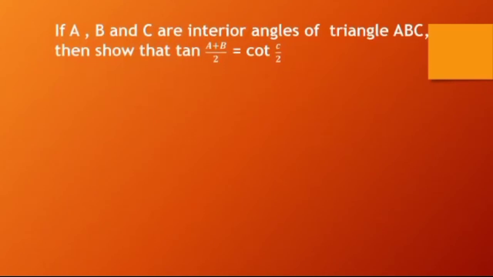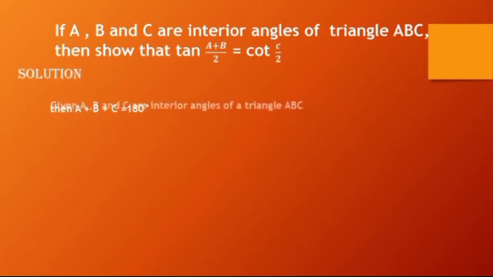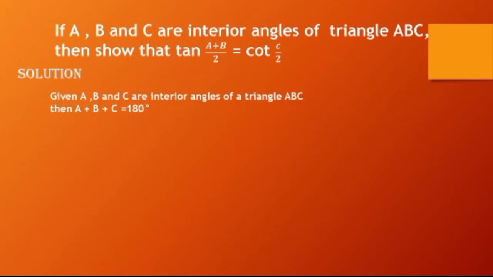If A, B and C are interior angles of triangle ABC, then show that tan((A + B)/2) equal to cot(C/2). Solution. In the problem, given that A, B and C are interior angles of triangle ABC, then A + B + C equal to 180°.